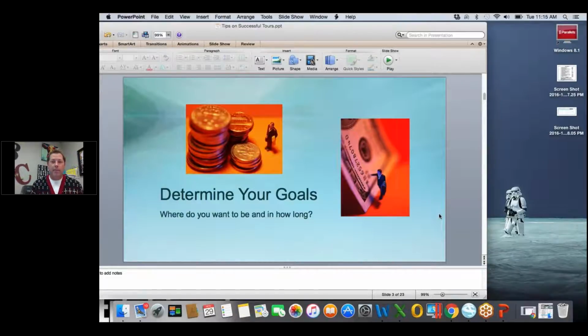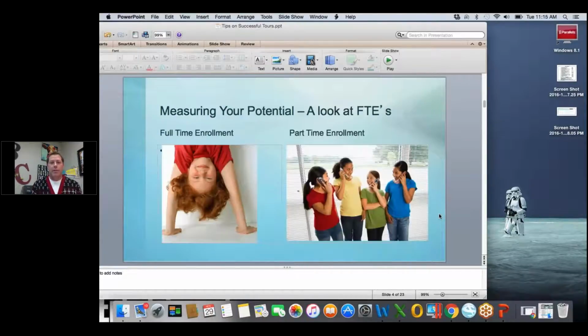If you are able to make a profit sooner than 3 to 5 years, then high five, you're doing a great job. The other thing is, especially for those of you in a program that's been around for a while, and maybe you need to add some life to your program and pick up the enrollment, really take a look and measure your potential, okay? Look at the variance between your full-time enrollment and your part-time enrollment. Of course, the more full-time enrollment you can get into the program, the more stable it's going to be. It's a little bit easier to manage.